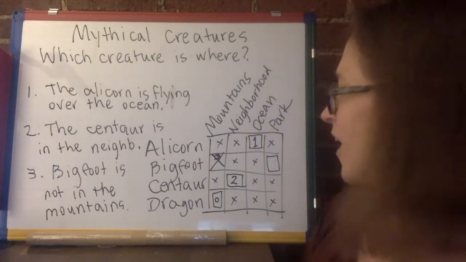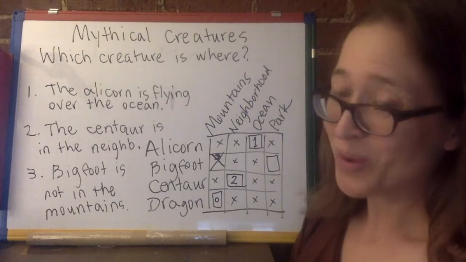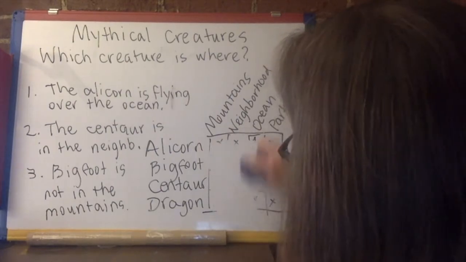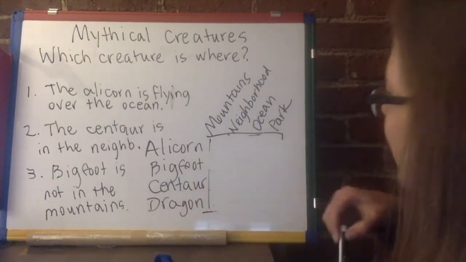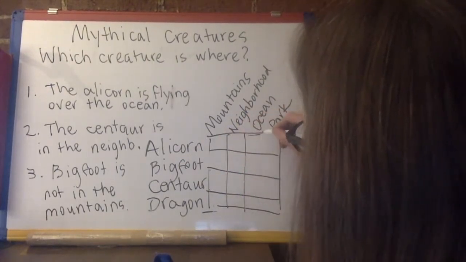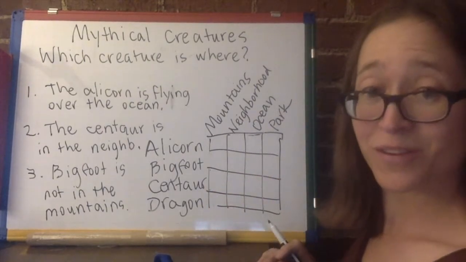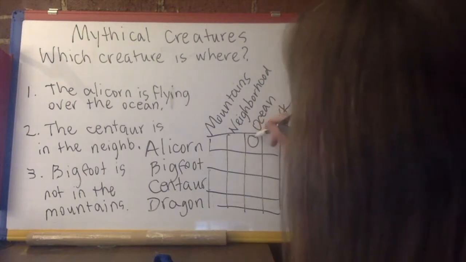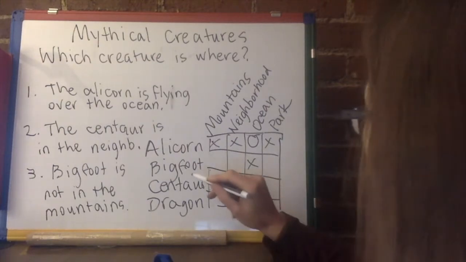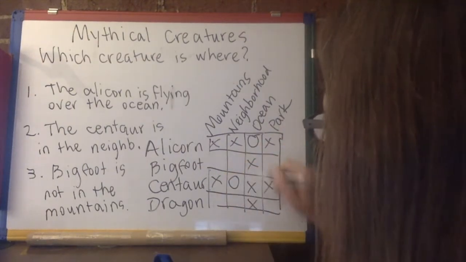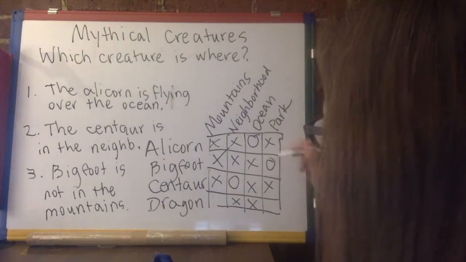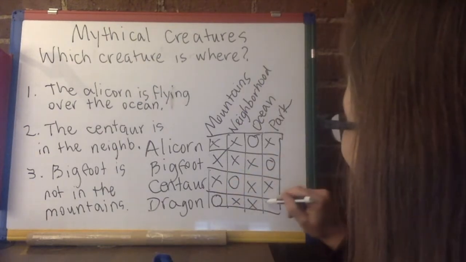You might be wondering, am I going to let my solvers see all this stuff? No. In the copy you give your solvers, the grid will be blank. They will not see the clue facts. They're going to see something like this. And this is what they're going to do. The alicorn is flying over the ocean. The centaur is in the neighborhood. Okay, centaur neighborhood. And they're going to do like that. Bigfoot is not in the mountains. All right. And then they'll probably do that too.